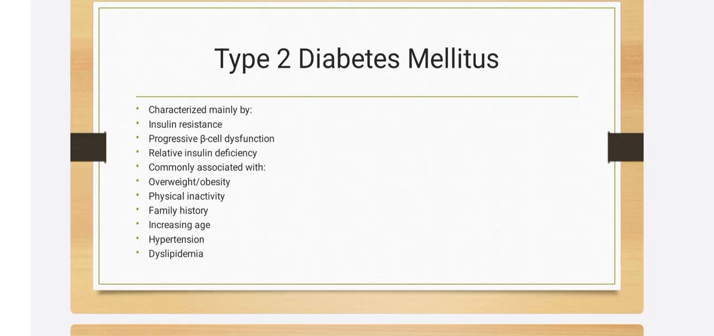Type 2 diabetes is strongly associated with obesity, physical inactivity, unhealthy dietary patterns, family history, and increasing age. Treatment may include lifestyle modification, oral medications, injectable non-insulin medications, and when necessary, insulin.